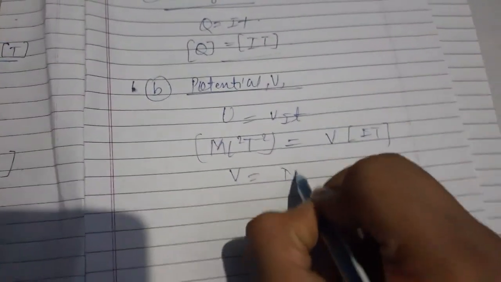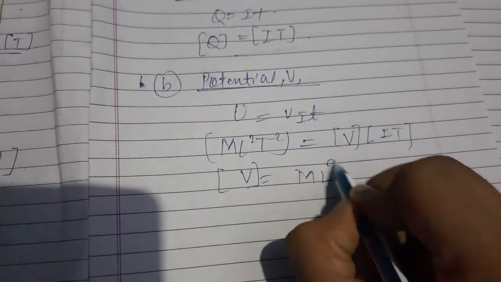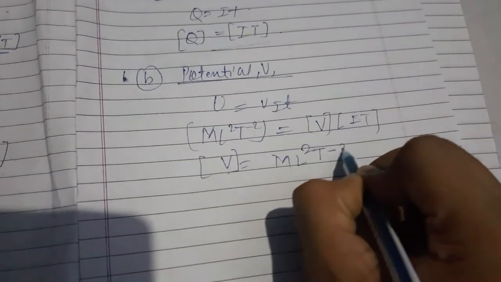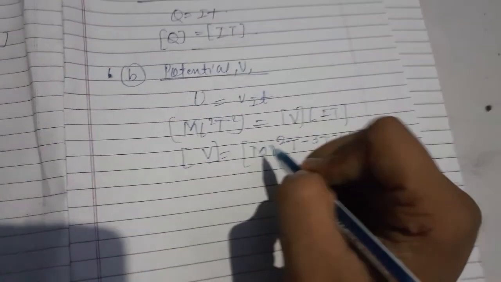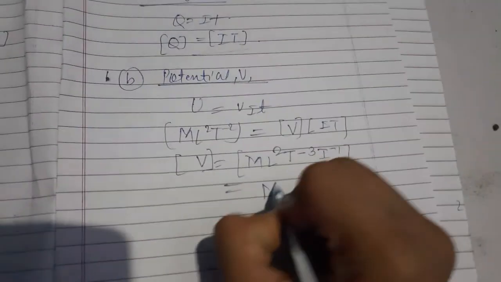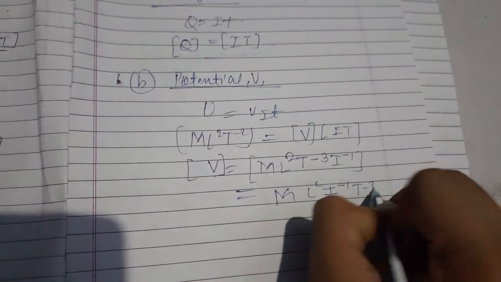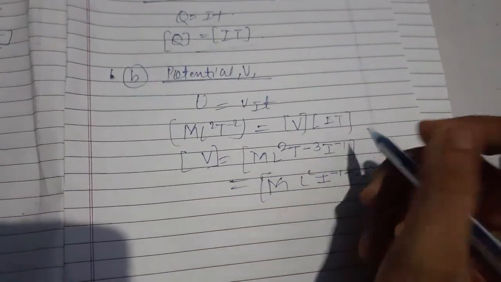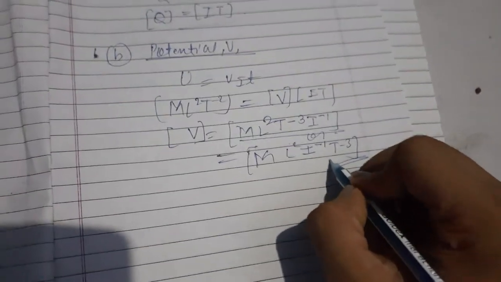So V equals ML^2 T^-3 I^-1. You can also write it in this way, ML^2 T^-3 I^-1, or in this way, both, as some books have written this because of making the alphabetical order.